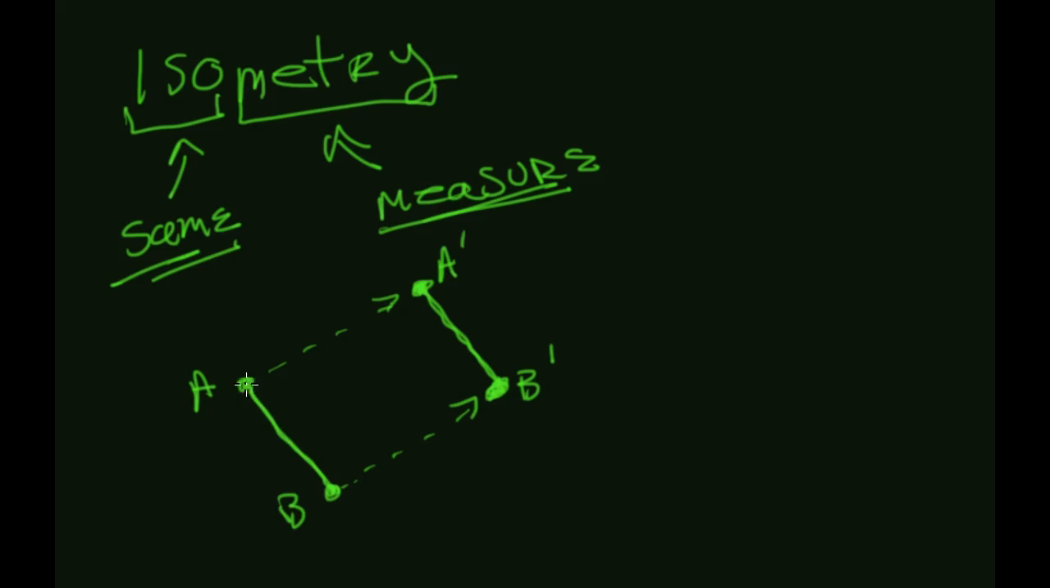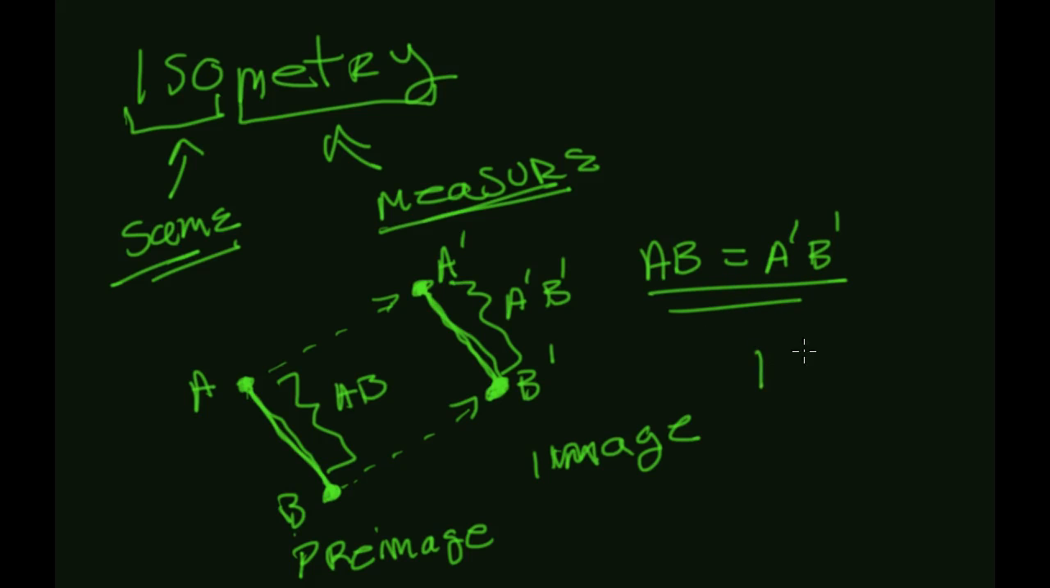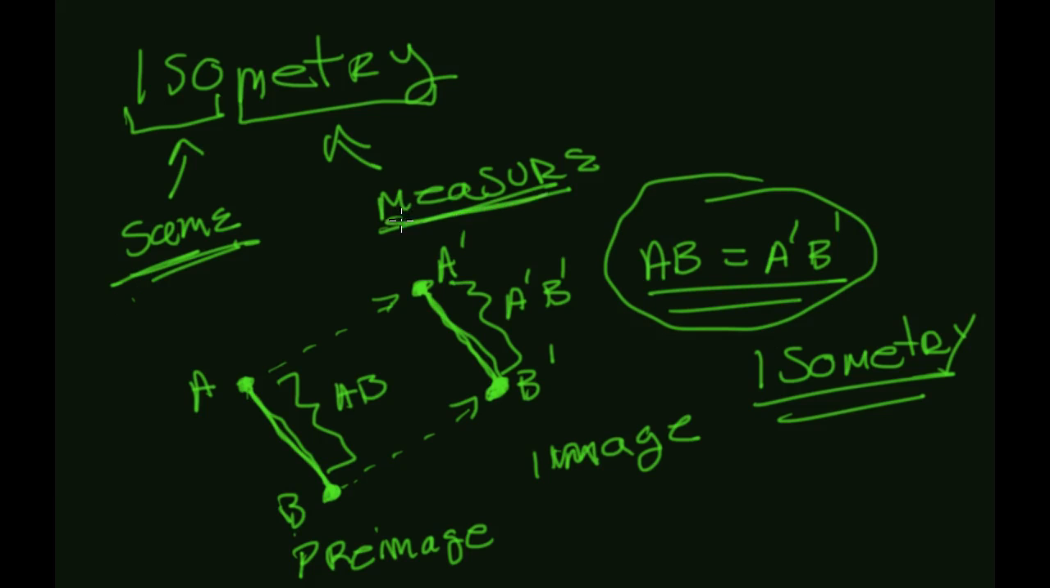But here's what's happening. If I go from the pre-image, the segment AB, to the image, the segment A prime, B prime, the length of the segment has stayed the same. If the length of all the segments in the figure have stayed the same, then we call this an isometry. An isometry is a type of transformation where the length of all the segments, the same measure, stays the same.